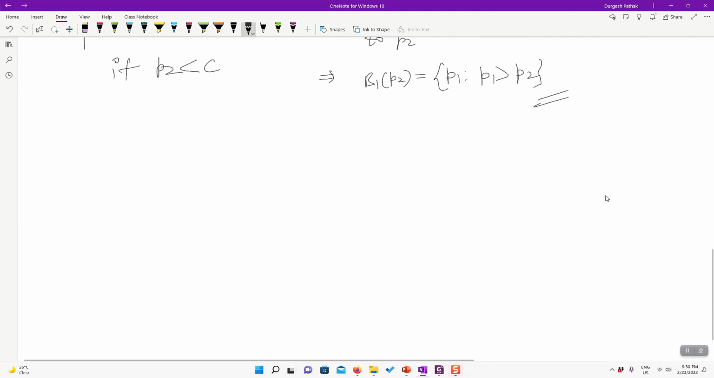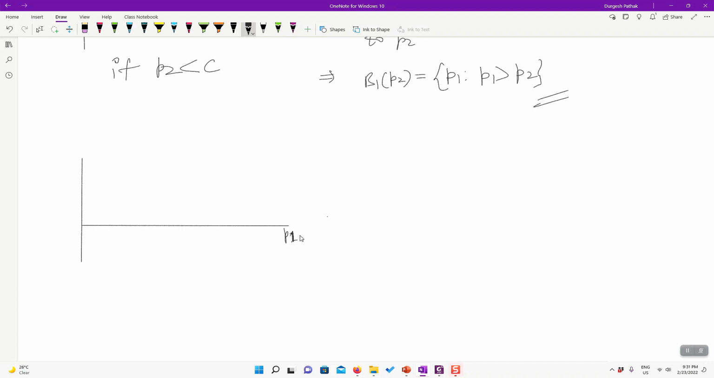So this is the best response that we achieved in this situation. I hope you understood the logic of how we are doing this. Now let's see another case, and this is the case when P2 is exactly equal to C. Then what will happen? So this is P1 and this is Pi1. So again let's set our parameters A, C, and midway will be Pm. Now let's think about P2 equal to C. So P2 is here actually.